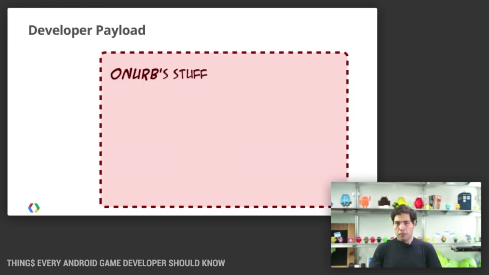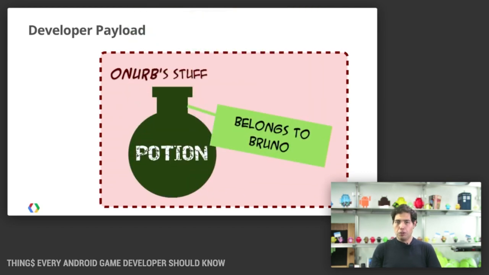So when Onurb, my evil twin, runs your application, you'll check what items he owns, and you'll see this purchase. Now, all you have to do is check the developer payload, and you'll know that it's a fake, because it says it belongs to Bruno, and it's Onurb that's trying to use it. And it's hard for Onurb to fake that developer payload, because every purchase is signed with a private key that only we have. So it's very difficult for him to alter that signature.